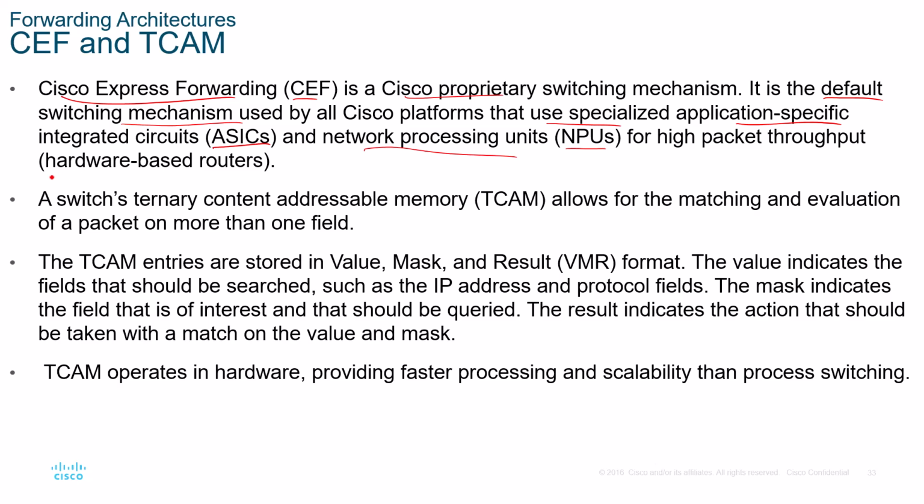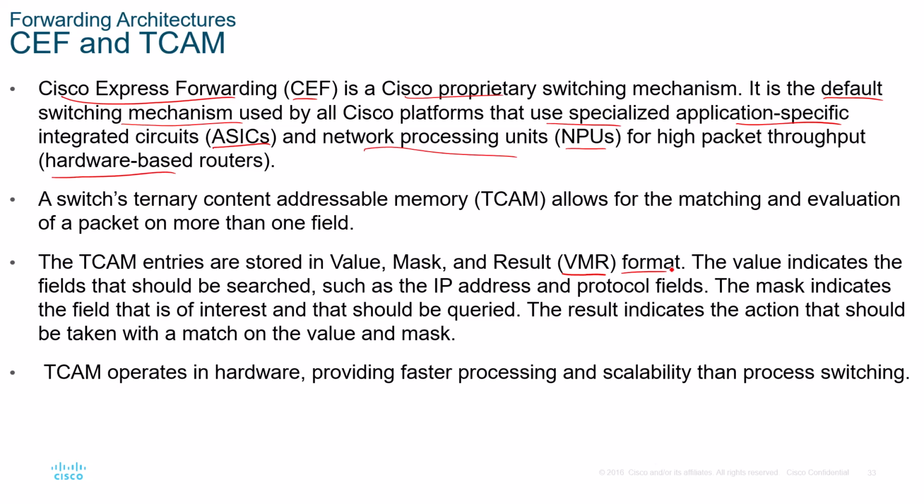Basically, when we look at that, we look at hardware-based routing, hardware-based routers. It is allowed to use the ASICs and NPU for fast processing of those data packets. The switch's ternary content addressable memory, or TCAM, will allow for matching and evaluating a packet on one or more fields. The TCAM entries are stored in values, masks, and results, VMR format. The value indicates the field that should be searched, such as IP or protocol.